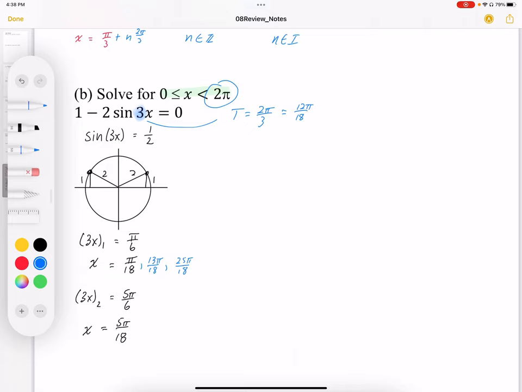And then I do the same thing for the second solution, 5 pi over 18. I'm going to add 12 pi, so 17 pi over 18. 29 pi over 18. And when I do that, I've got my 3 sets of solutions. If I add one more, I get 41 pi over 18. And again, that's bigger than my 2 pi, so I don't want to include that one. So I stop there. So I have my 3 sets of solutions based on my horizontal compression of 3.